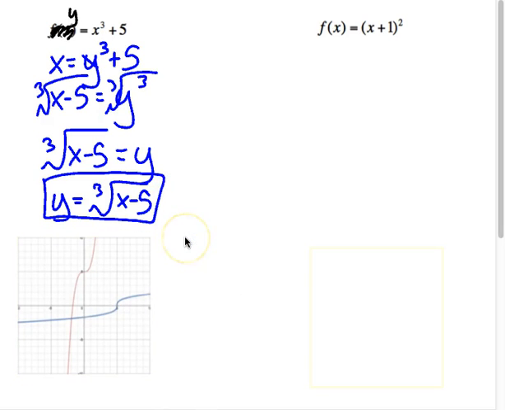So graphically, what does that look like? My original was a cubic, so of course my inverse is going to be a cube root. And when I look at that line, y equals x, I can definitely see that mirror image still happening.